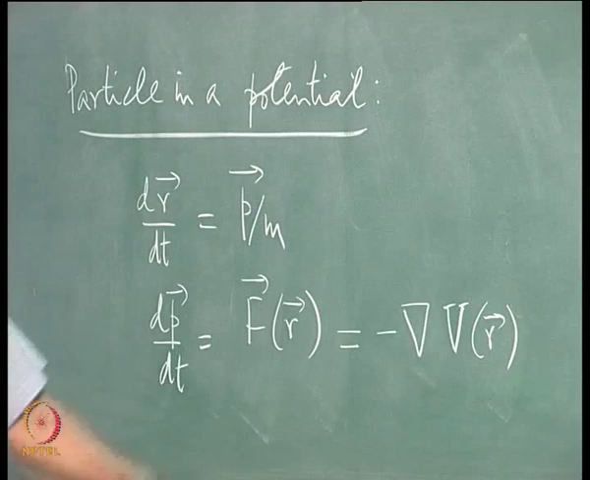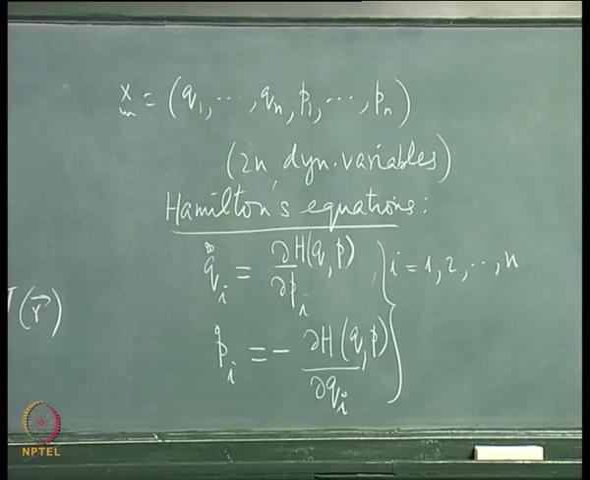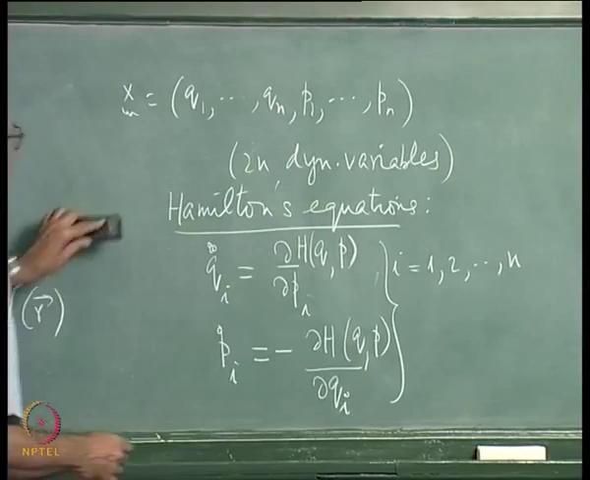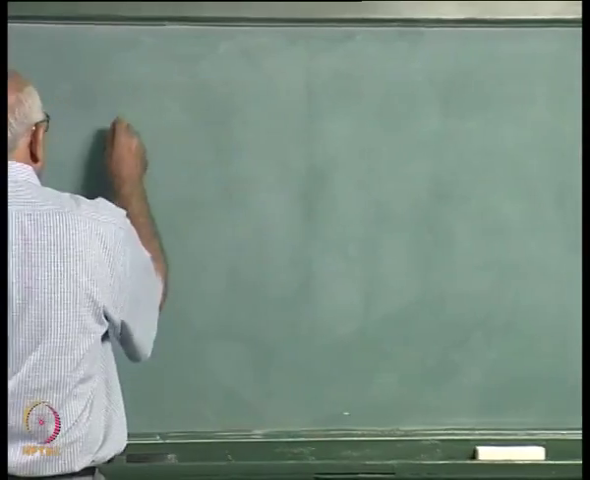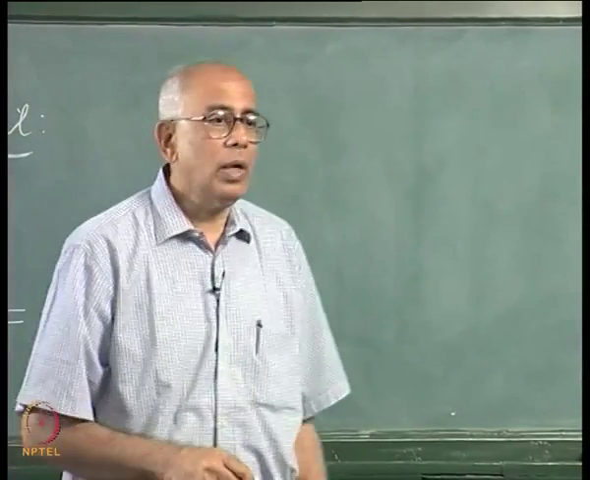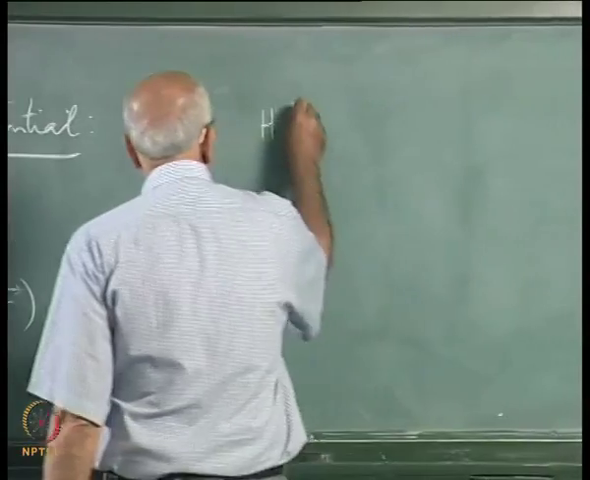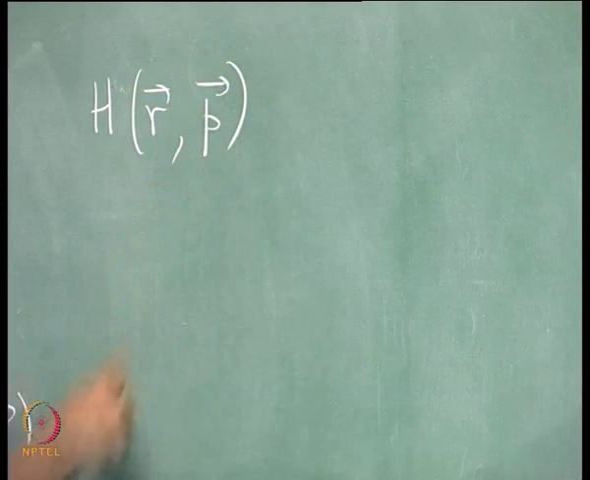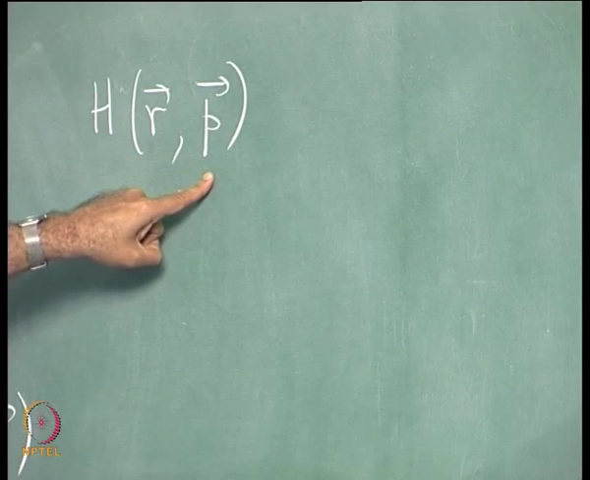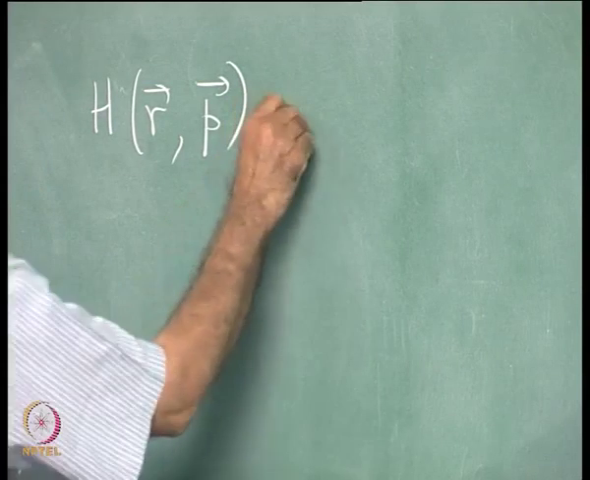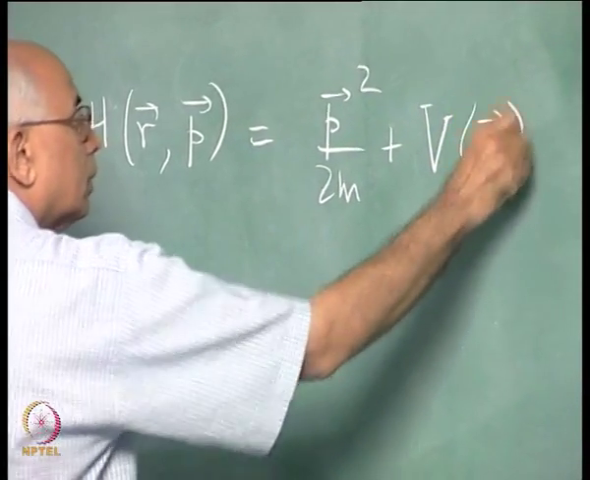The question is, is it of this form at all? Can we write it in the form of Hamilton's equations? By hindsight, we know we can, because we know that in ordinary mechanics with conservative forces, the Hamiltonian of the particle has the connotation of the total energy of the particle, which is the sum of its kinetic energy and its potential energy. So we write H as a function of r and p, and these would be q1, q2 and q3 in this case, and the components of p would be p1, p2 and p3. If these are Cartesian components, then this is equal to p squared over twice the mass of the particle plus the potential V of r.